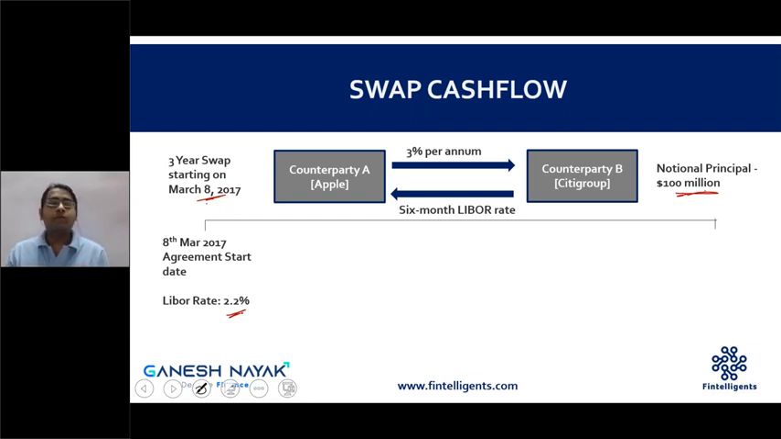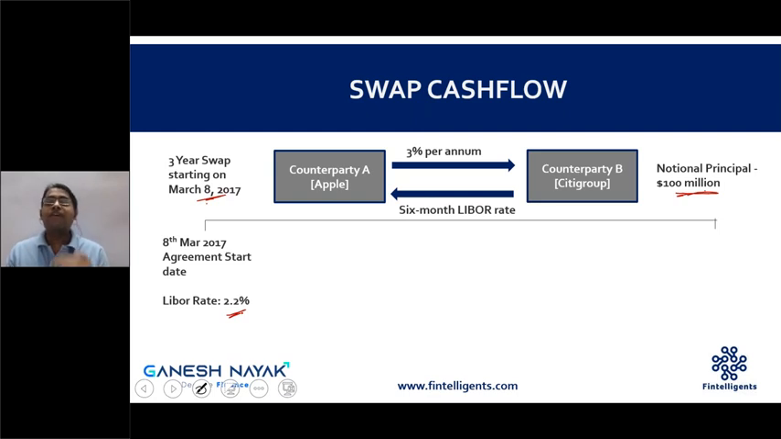Please let me tell you that this 2.2% is nothing but an annualized rate. We'll have to get it on a semi-annual basis. Okay, so the first day, which is 8th March 2017, there is no exchange of cash flow. But on that day, we know that the 6 months LIBOR rate is actually 2.2% on an annualized basis.